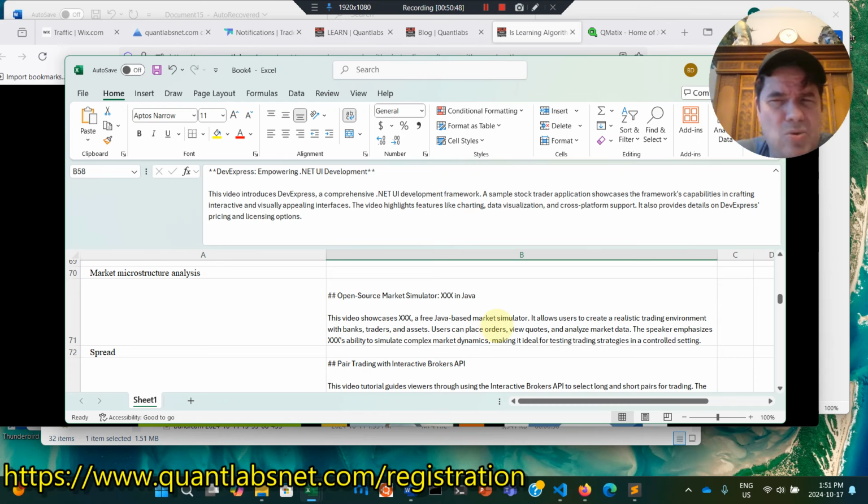But it's something that might be worth investigating down the line once we get this membership up and going, the Quant Elite. You can do it now, but to make it very valuable, this is one of the things you want to know about, because a lot of people do not talk about these simulators. So you can have virtual, simulated users that will place orders, view quotes, and analyze market data. It enables the ability to simulate complex market dynamics, making it ideal for testing trading strategies in a controlled setting.